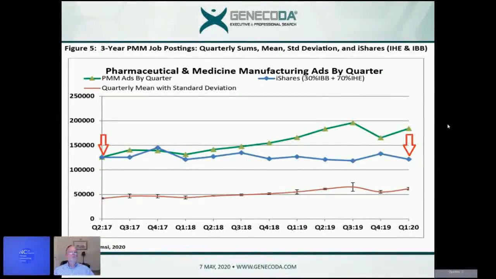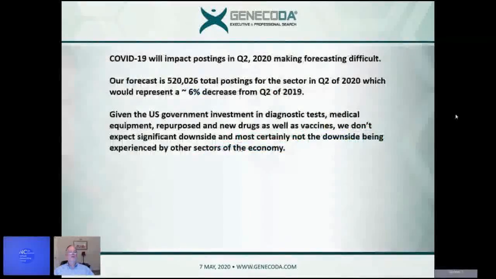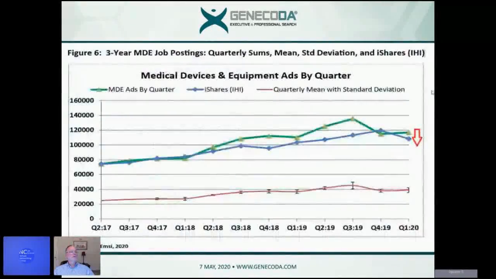So we'll now look at the medical device and equipment ads by quarter, which is figure 6. And we note that on a year-over-year basis, the MDE segment of the market increased roughly 6%. So again, with MDE, we do notice that there is downward momentum heading into the second quarter of this year.